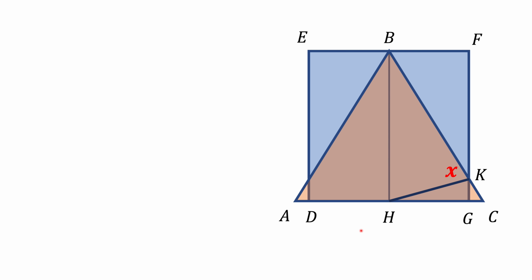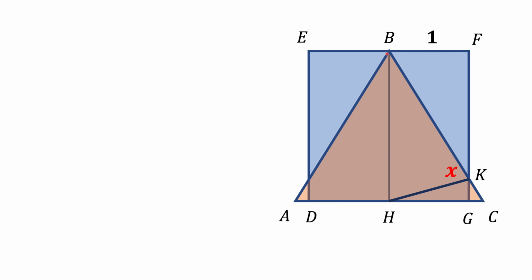Here we have an equilateral triangle ABC and a square DEFG, and we are asked to find this angle X, which is BKH. Now BH is an altitude of the triangle ABC, and point B lies halfway between point E and point F. First of all, let's assume that BF equals 1.